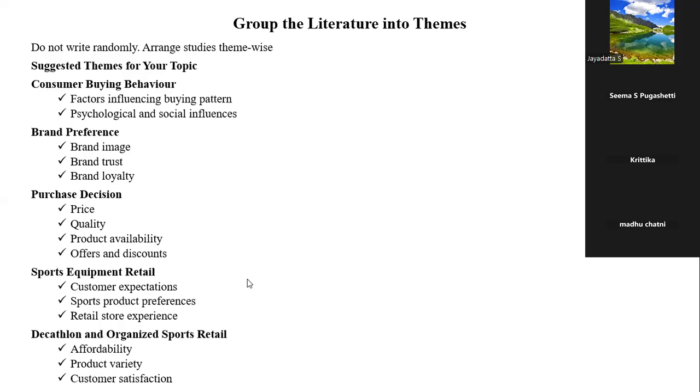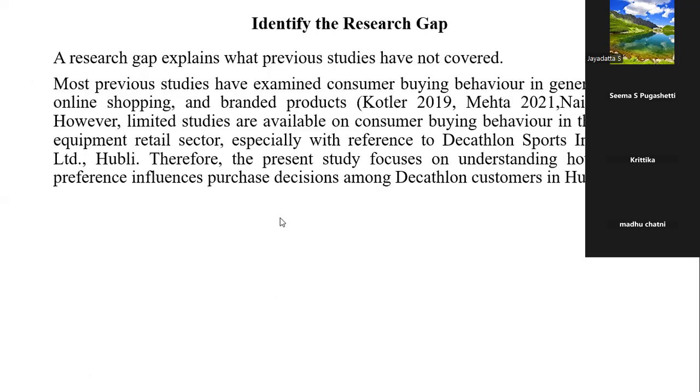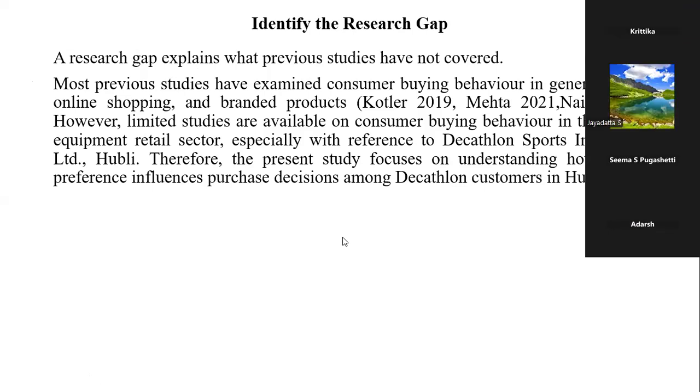Decathlon and organized sports retail, if you consider affordability, then you have product variety, customer satisfaction in itself, right? So all these things are some of the major ways through which you can arrive at your review of literature, and probably the table which I just showed you in the previous slide will again help you identify and understand and come up with a proper insight, which will help you decide and pick it up later on and categorically put it in the form of a sentence, which will be very useful to you.